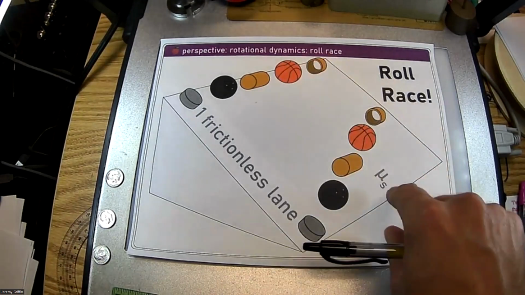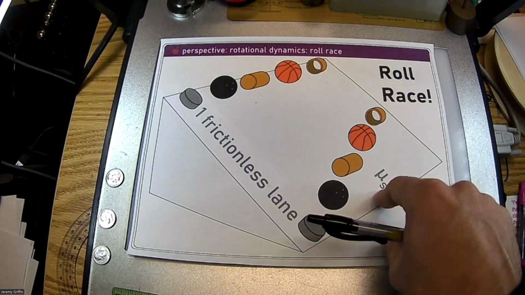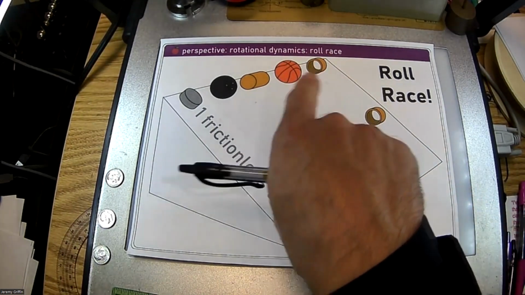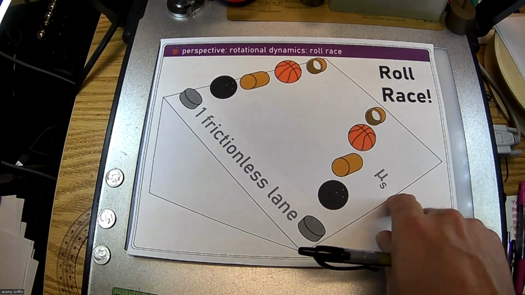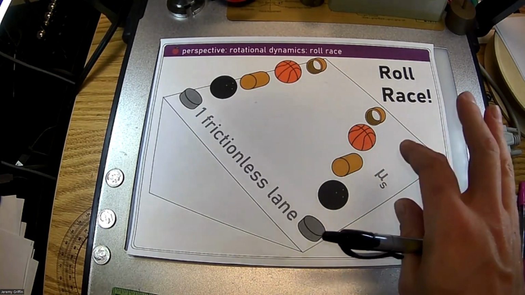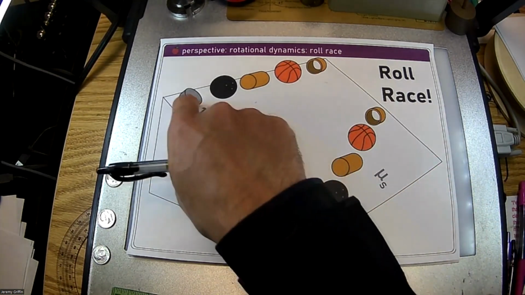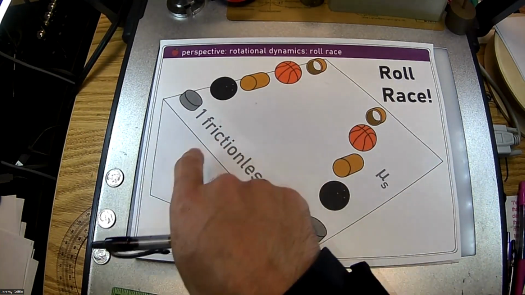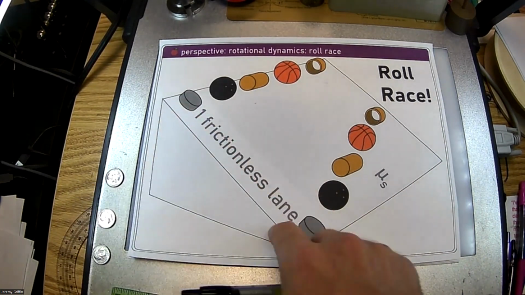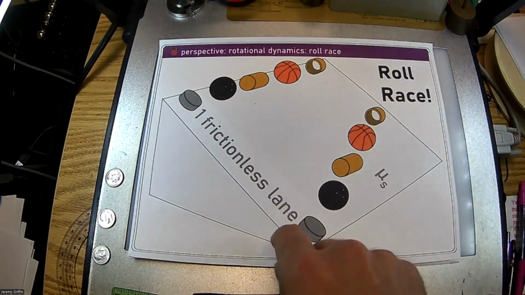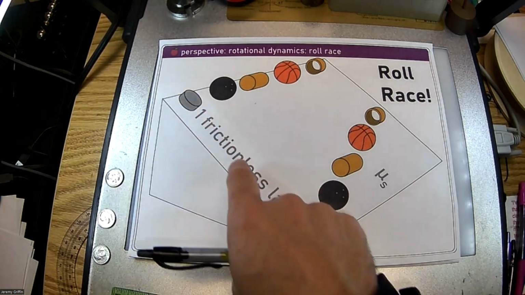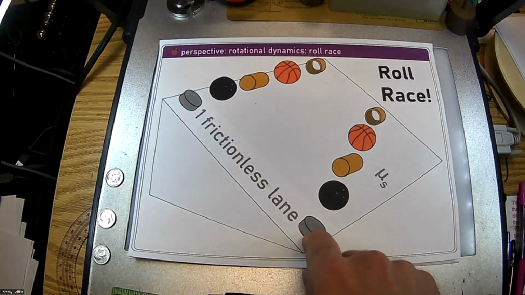I've got a surface with some friction on it. I'll call this the coefficient of static friction, static so that it's rolling without slipping. A lot of times, physics textbooks will specify that. There's friction with one exception: I have one frictionless lane. That's just so I can send one air hockey puck down and compare with all these other things. So this frictionless air hockey puck is going to beat everything.